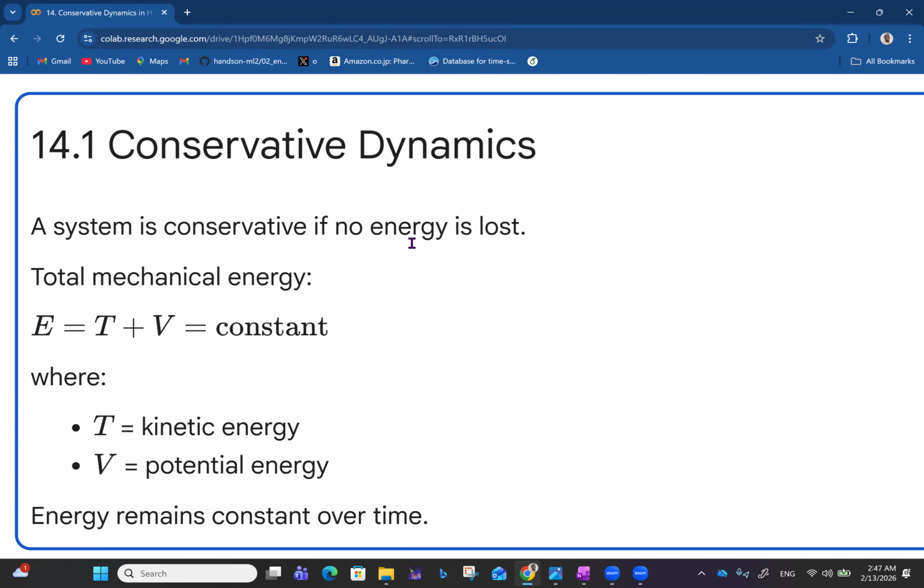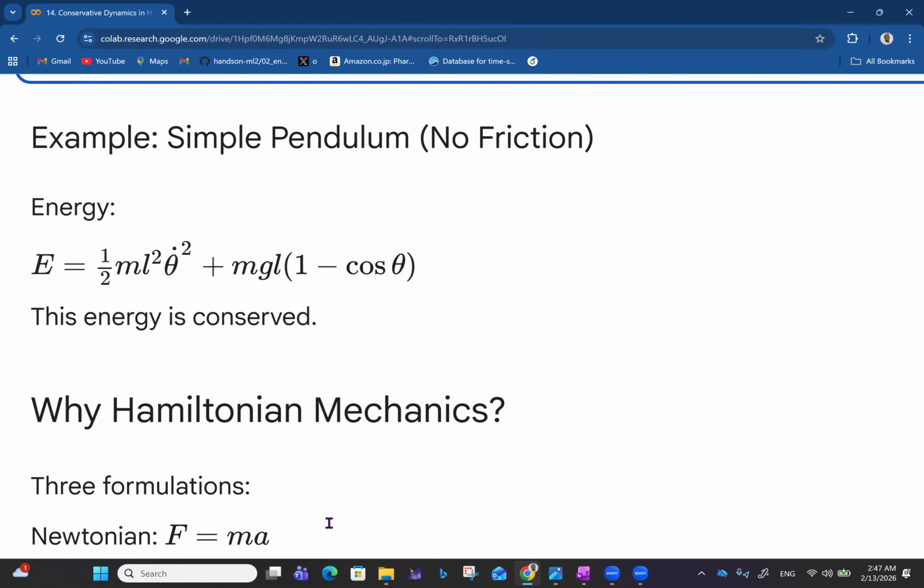So a system is conservative if no energy is lost. We see that the total mechanical energy is always E equals T plus V, so that energy is constant. T is kinetic energy and V is potential energy. Kinetic energy can convert to potential, and potential can become kinetic. But if you aggregate everything, you always get a fixed total. So energy remains constant over time.